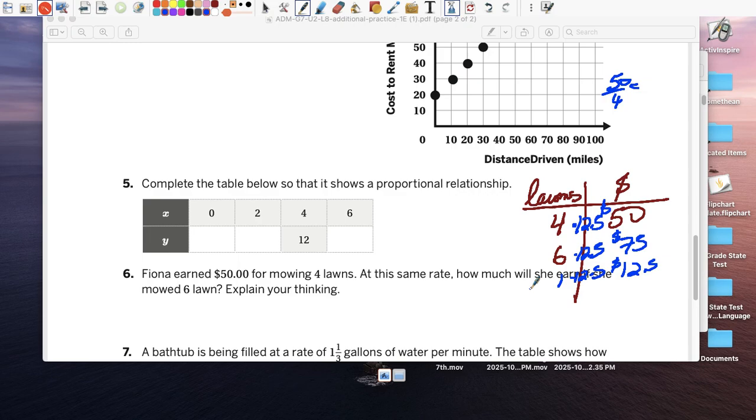Right, so I'm just going to take one step over. What if you didn't want to do that? That's too much work. Well, I'll set up a proportion. 50, I have to mow 4 lawns. Equivalent ratios, right? 50 over 4. What if I mow 6 lawns? How much money?